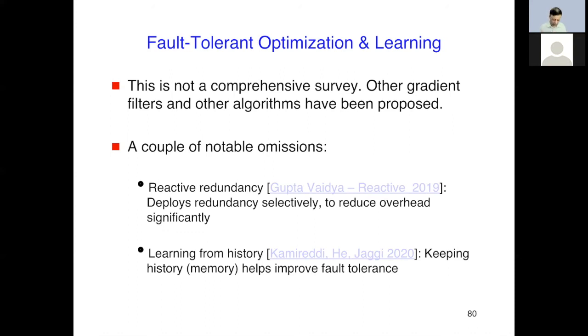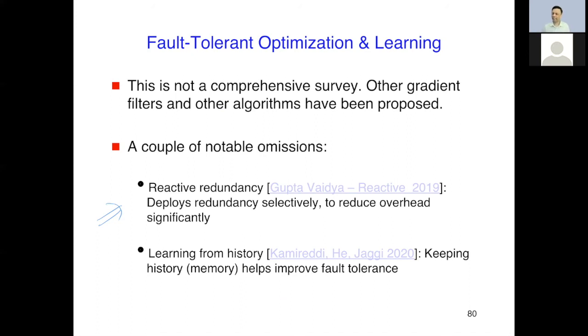There are a couple of notable omissions that I want to point out because they differ significantly from the other papers. One is this notion of reactive redundancy, and the other is learning from history. So in the algorithms that we're discussing here, in every round of the algorithm, the server is filtering the gradients, right? Because we know, or we assume, that there are up to T faulty agents.